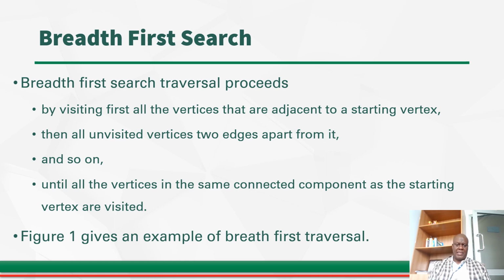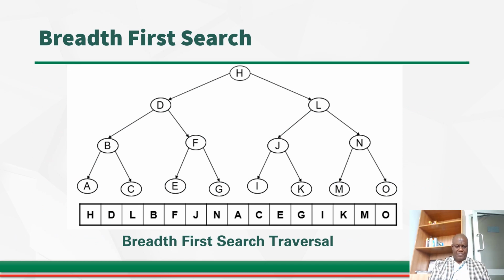Breadth first search traversal proceeds as follows. You visit first all the vertices that are adjacent to a starting vertex, then all unvisited vertices 2 edges apart from it, and so on, until all the vertices in the same connected component as the starting vertex are visited. Figure 1 will give us an example of breadth first traversal.